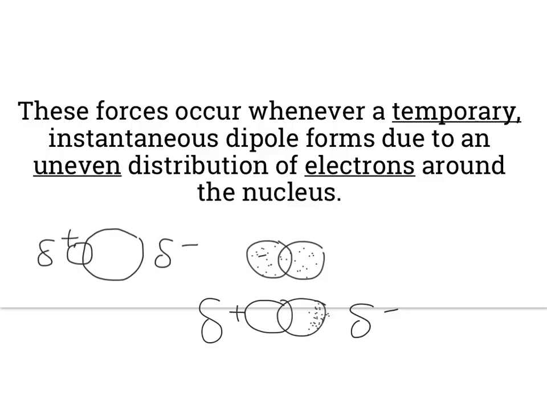Now, if one molecule can do it, other molecules can do this, which means temporarily we have a dipole-dipole force going on. Now, that's gone very quickly because electrons are still moving, but we temporarily have this attraction, and that is strong enough to keep some molecules together. Not very strongly, but that's our London dispersion forces.